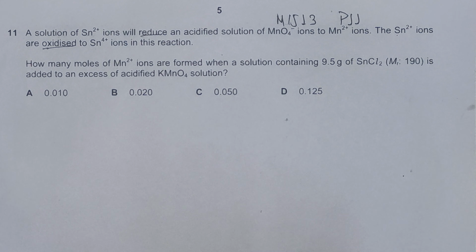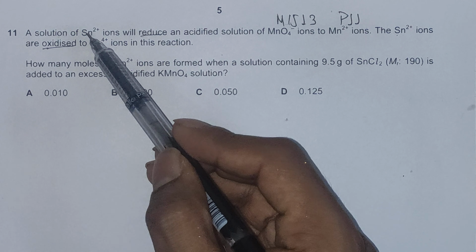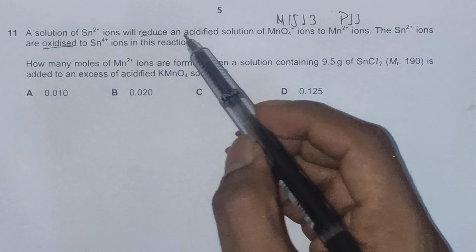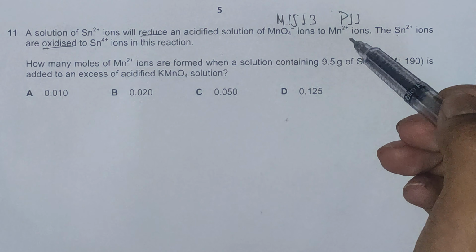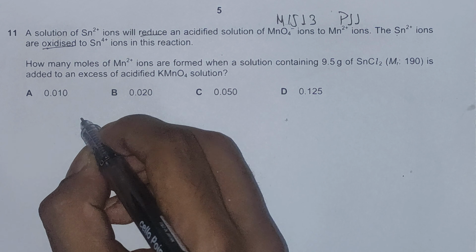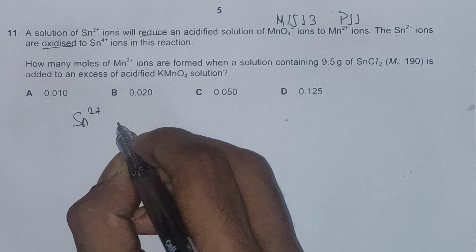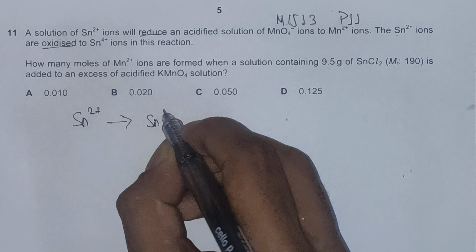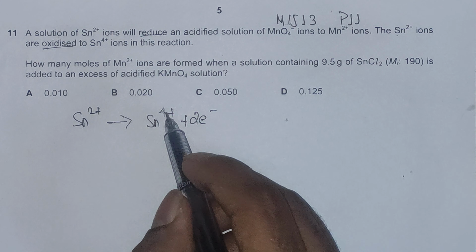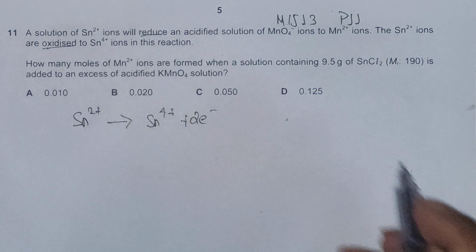So what we need to do here is construct two equations. The first one is oxidation of Sn2+ to Sn4+, and another is reduction of MnO4- to Mn2+. The first equation is fairly simple, oxidation of Sn2+ to Sn4+, and to balance this we need two electrons here. The charges are balanced, 4+ and -2 is +2.